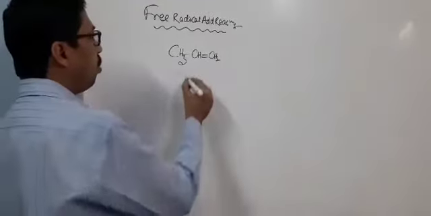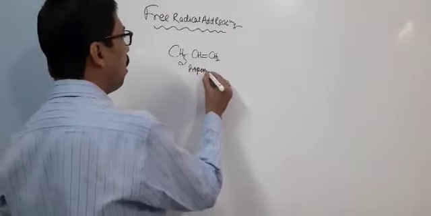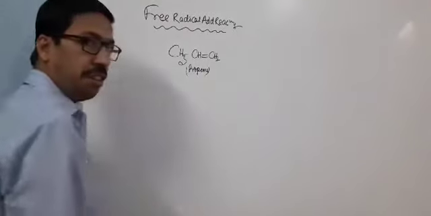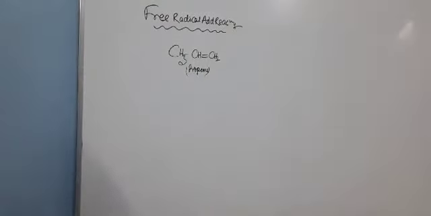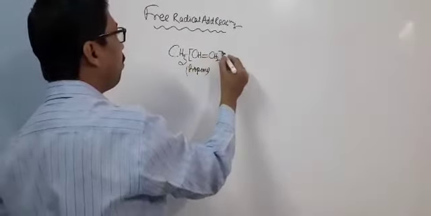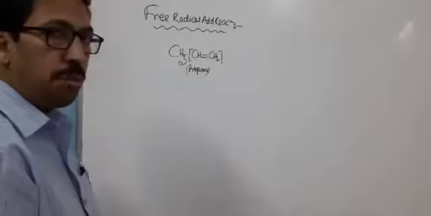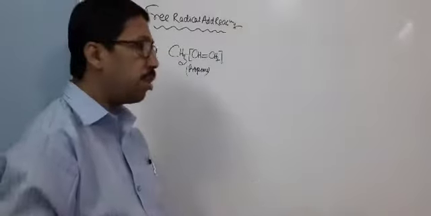CH3 CH double bond CH2. This is propene, and it is an example of an unsymmetrical alkene, since the double bonded carbon atoms consist of an unequal number of hydrogens.